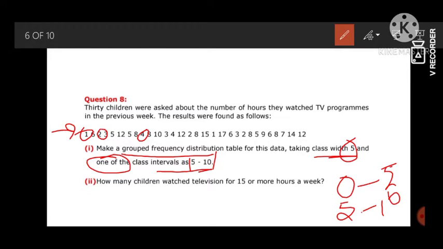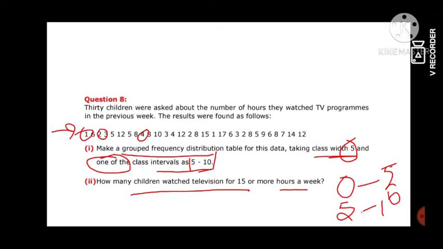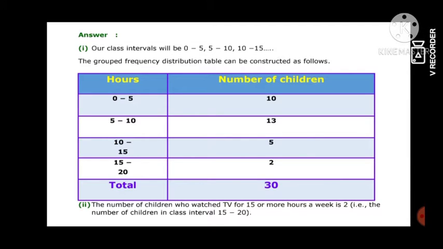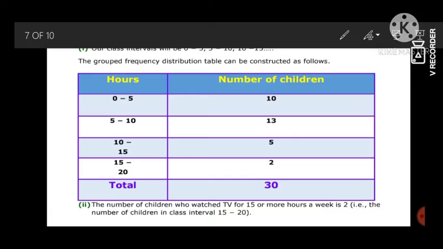Second subpart is how many children watch television for 15 or more hours in a week. So first we will make a frequency distribution table. So our class interval will be like 0 to 5, 5 to 10, 10 to 15. And the number of hours, here I did not make the tally mark. If you want, you can make the tally marks. So make another column for tally and then you can do number of children.